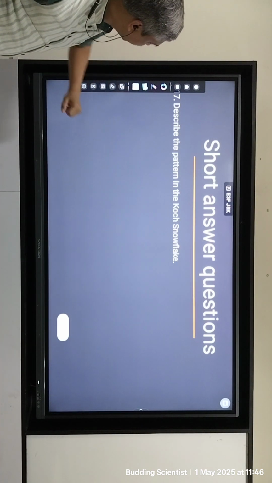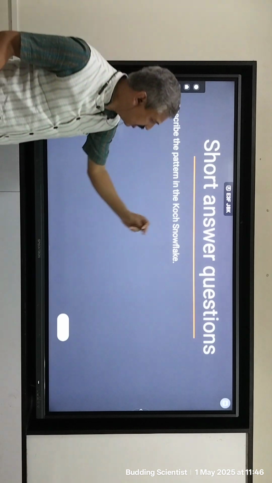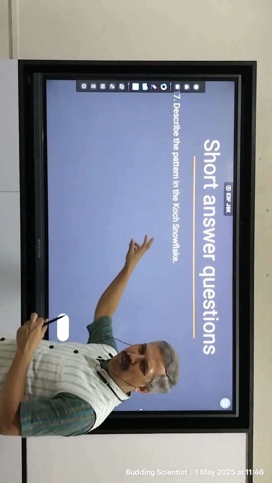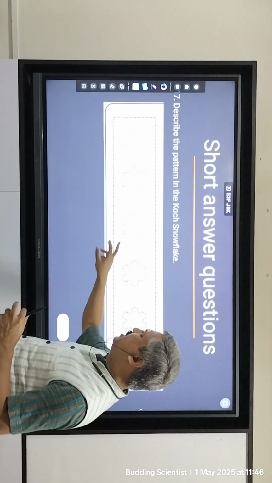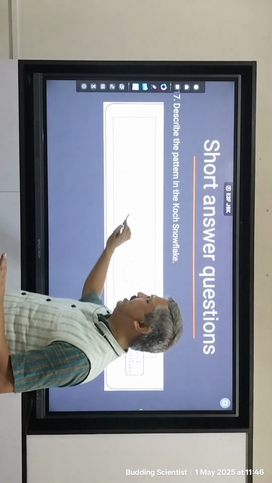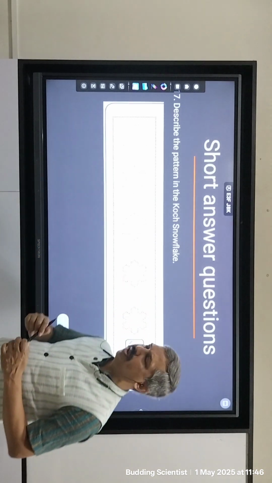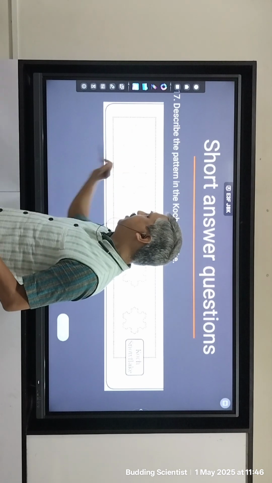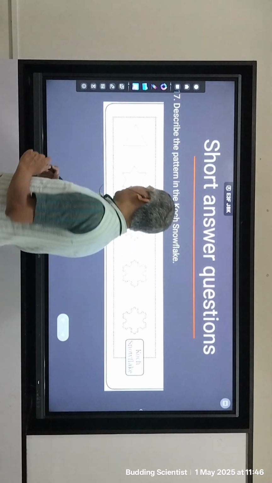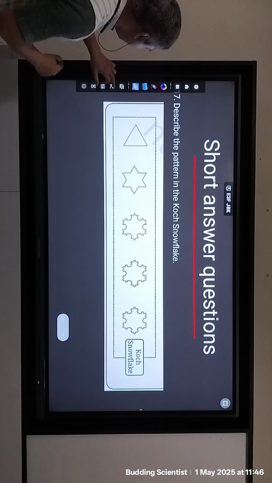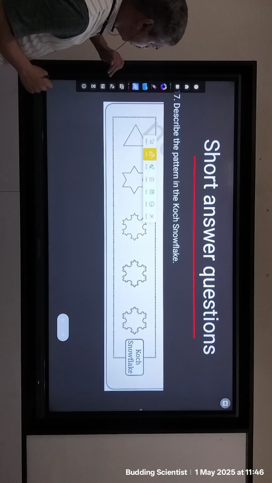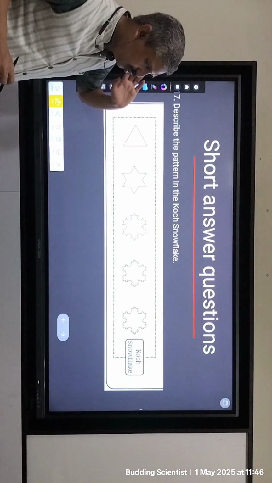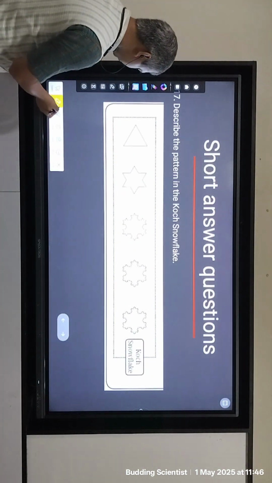Okay, the next problem. Describe the pattern in the Koch Snowflake. Now, let's see what the Koch Snowflake is. I have taken the screenshot from the textbook. You start with an equilateral triangle. All sides are equal in the triangle. After that, you modify this as follows. We only have to describe. We have to do nothing else. Only the description.